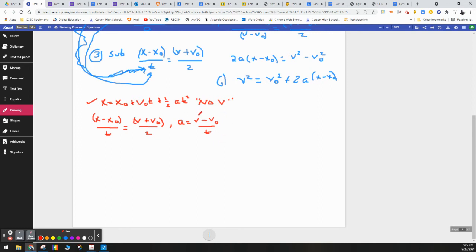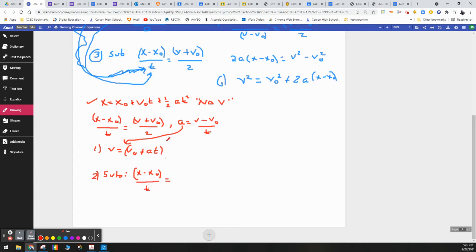So I need to solve this equation here for V. Step one, I'm going to rearrange it so it looks like this: V is equal to V0 plus AT. Sometimes it's helpful to put this in parentheses. So we're starting with this here, and I'm going to rearrange it to look like that. Step two, we do the substitution. We're going to sub into this equation up here.